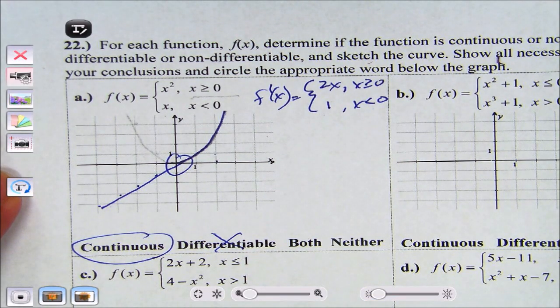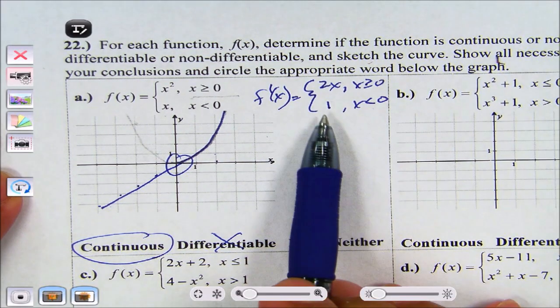So if it was x instead of 1, that would be differentiable? Say it again. If it was x instead of 1, it would be differentiable? You mean if this were x? Yes.